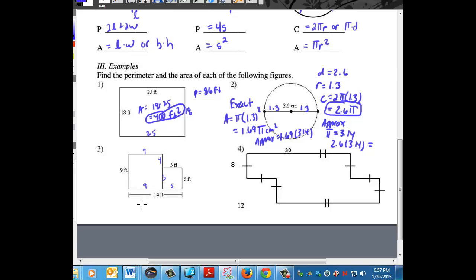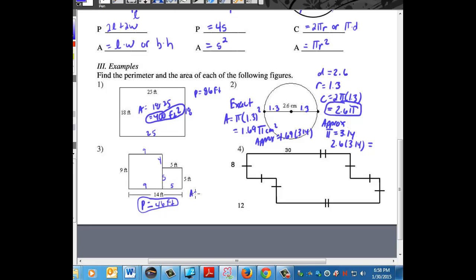So as of right now, we have enough information to solve for perimeter. Let's just add up all of our sides. 9 plus 4 plus 5 plus 5 plus 5 plus 9 plus 9. So that gives us 13, 18, 23, 28, 37, 46 feet would be our perimeter. Now we didn't use a formula. We just kind of went around and added up all the sides. Sometimes that's easier than worrying about formulas.